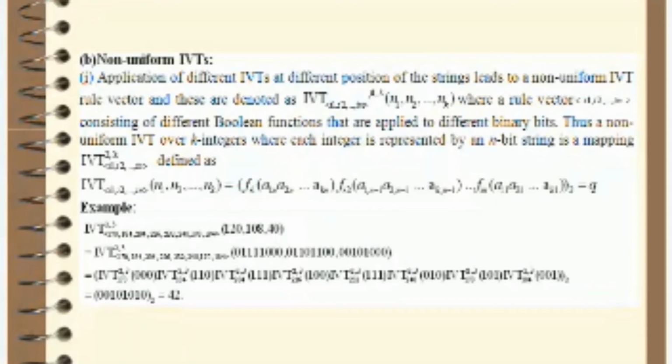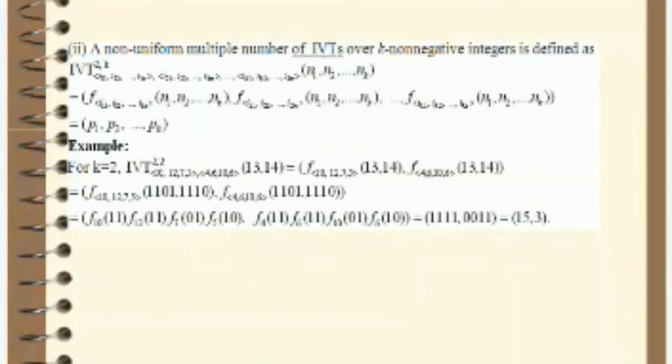Here we choose a rule vector instead of a single rule, a rule vector of length n, and the ith rule acts on the ith column. For example, we have taken three numbers, that is 120, 108 and 40, and we have taken one rule vector, and it acts on these three numbers, and it gives a value that is 42.